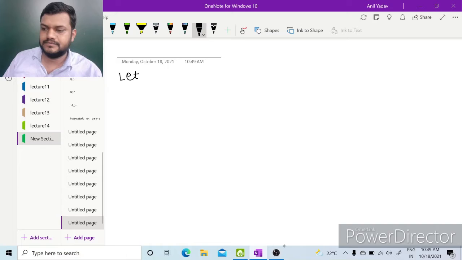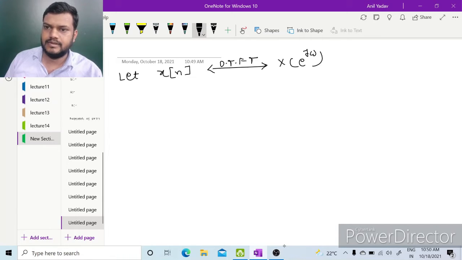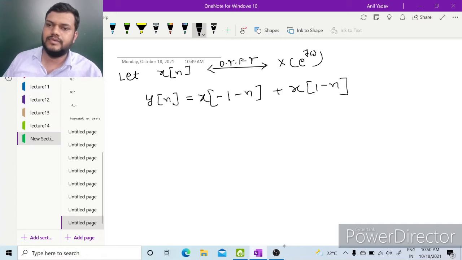Let x[n] have DTFT X(e^jω). Then find the DTFT of y[n], which is (−1)^(−n) x[−1 − n] + x[1 − n]. So we can rewrite this as x[−n − 1] + x[−n + 1].